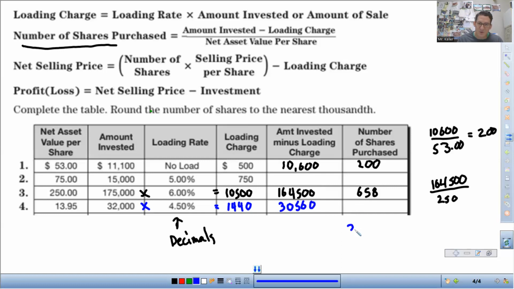And then this last one, you do that 30,560 divided by the 1,395. So that comes out to 2190.68. I'm just going to round that up, because we're purchasing full shares, to 2191.